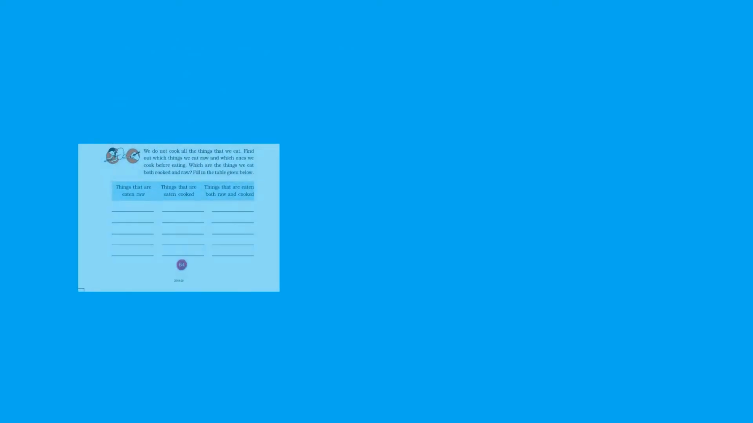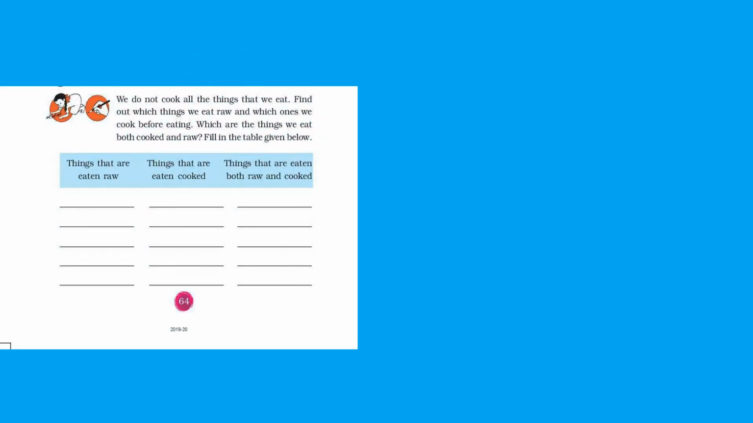Here is the next question. Which are the things we can eat raw and which ones we cook before eating? And which food we can eat both? Means food which we can eat raw and also food which we can eat after cooking.